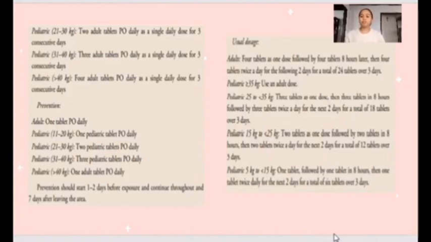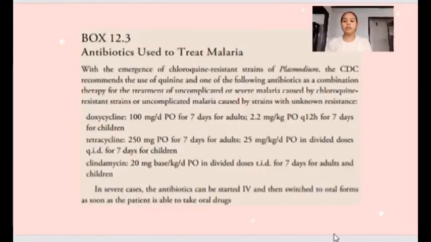They are used for the treatment of uncomplicated P. falciparum malaria when chloroquine, halofantrine, and mefloquine have proven unsuccessful, most likely because of resistance. So the table here shows the antibiotics to treat malaria.